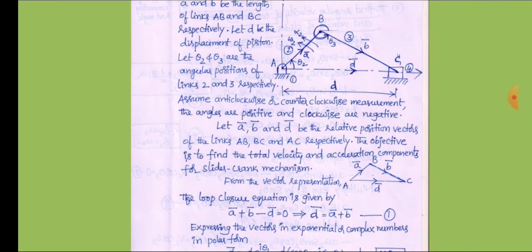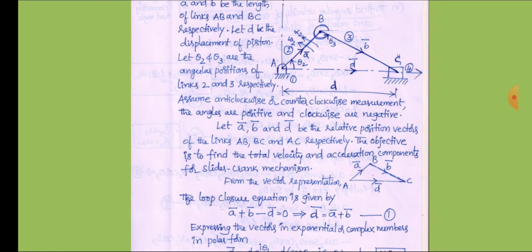Next, b bar is equal to b into e power I theta 3. So that is equal to b into cos theta 3 plus I sin theta 3, like that. So you have to write these vectors in polar form using complex numbers.